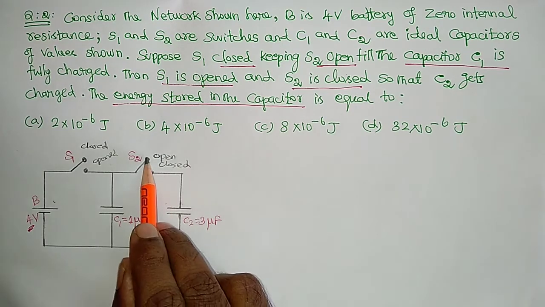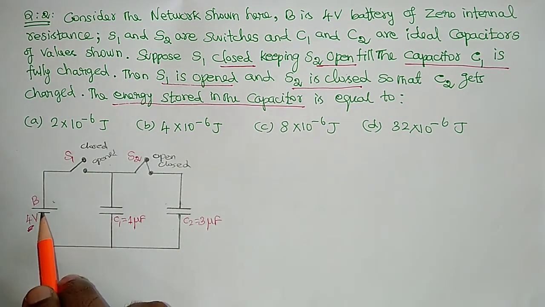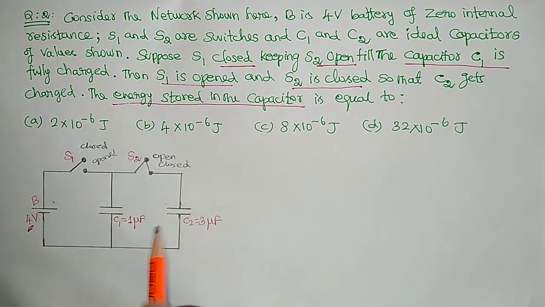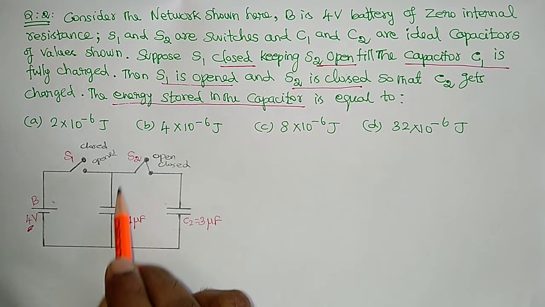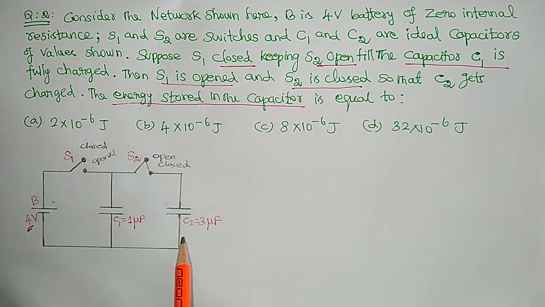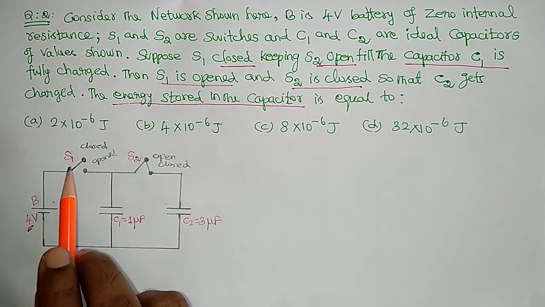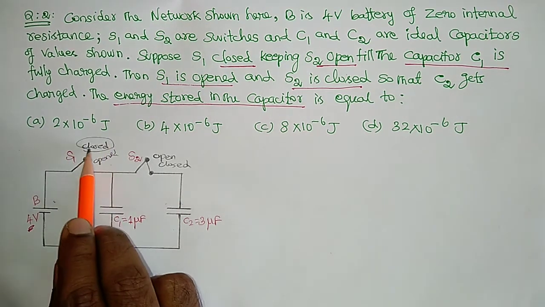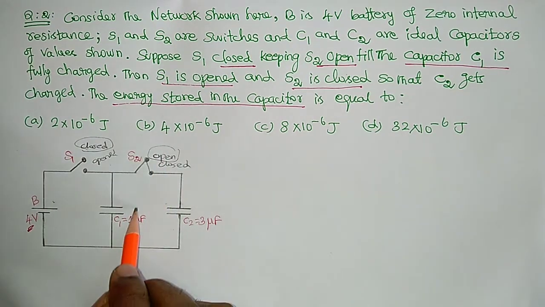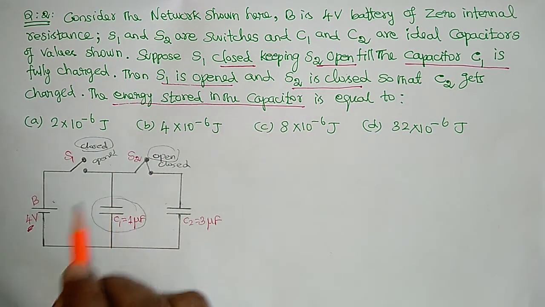Okay, so S2 is closed, S1 is open. So the battery is not connected to this capacitor, but these two capacitors are connected. So it's possible to transfer the energy from here to here. When S2 is closed and S1 is open, the energy is stored fully in the capacitor C1.